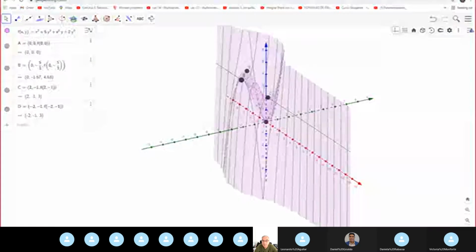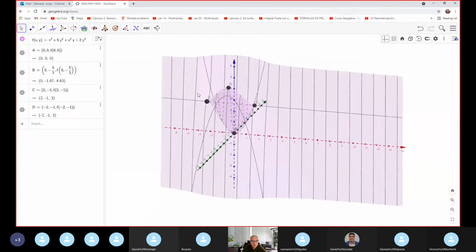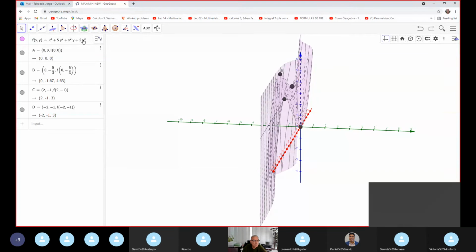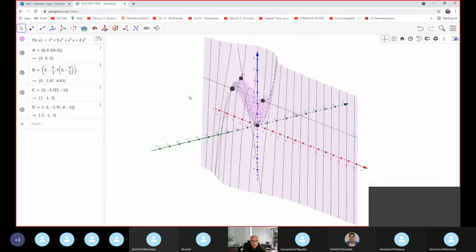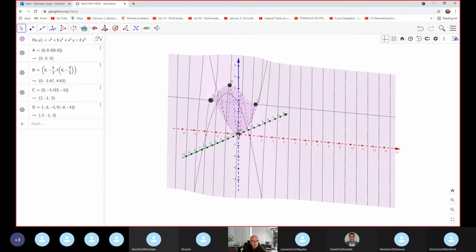Okay, guys, look. This is our problem. You see GeoGebra? Look, this is the original function. The only thing I want to illustrate is minimum and maximum. For example, here the minimum is at 0,0, no? The maximum is at 0, -5/3, something like 4.63, this point B. And we have two saddle points.